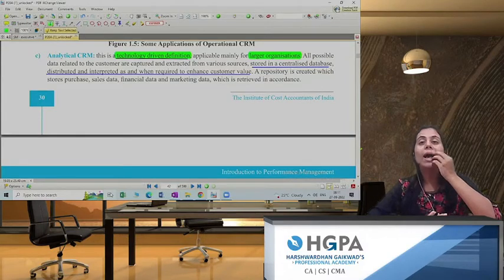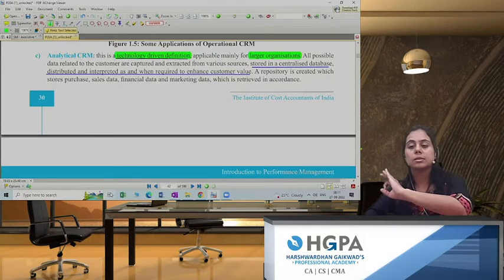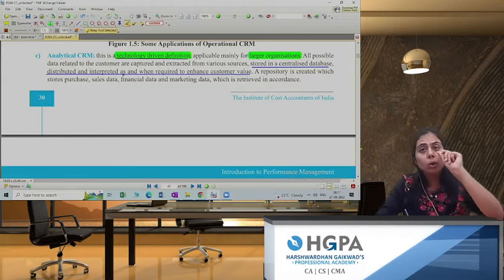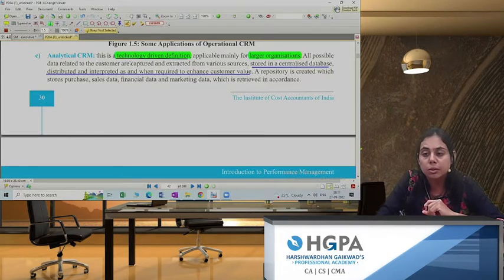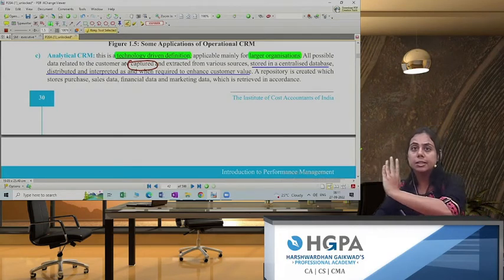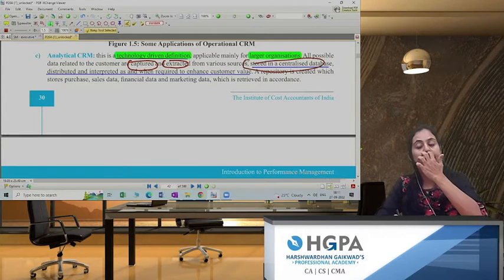So that whatever analysis is being done, we are adding value to the customer. Okay, let's revise. First of all, all the data relating to the customer will be captured from the market. We will decide which customer's data we need to capture. Then we will actually extract the data and store it in the central database.